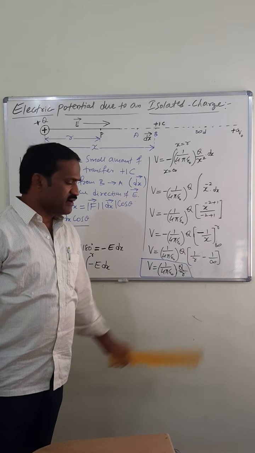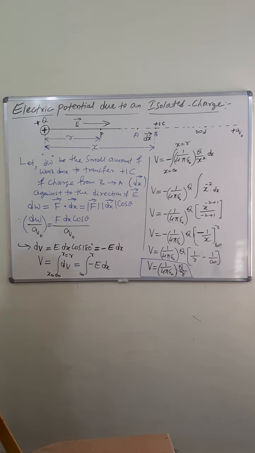Therefore, apply the upper limit minus the lower limit. So, you know the applications of integration. Just to simplify, what is the value of 1 by infinity? 1 by infinity is 0. Please copy the things. So, very, very important derivation and a simple derivation. You should only know the basic concept of integration.